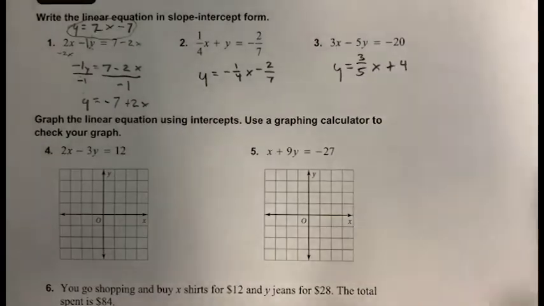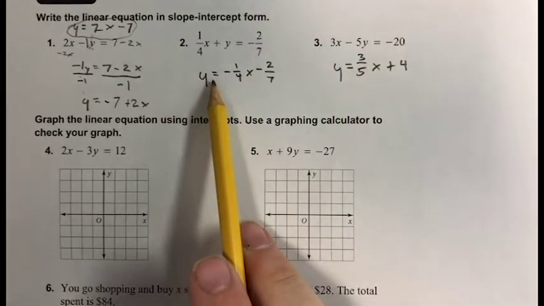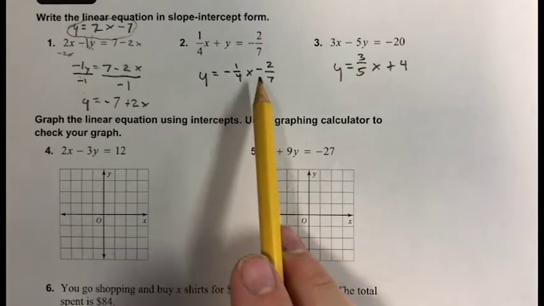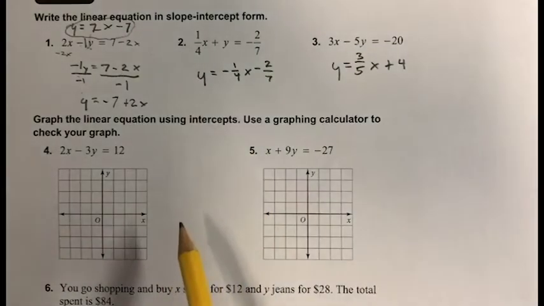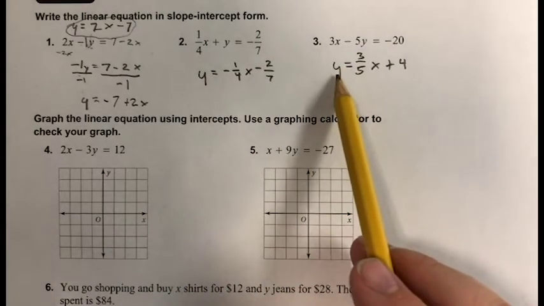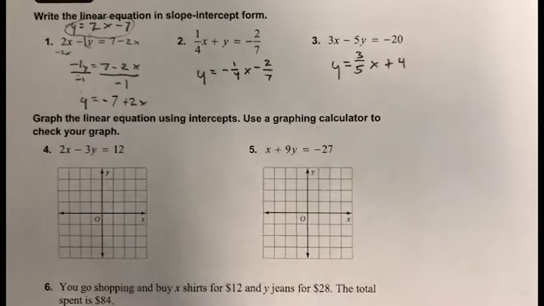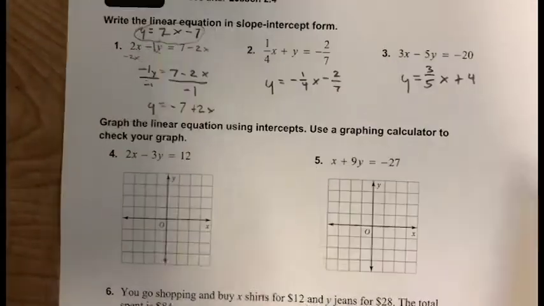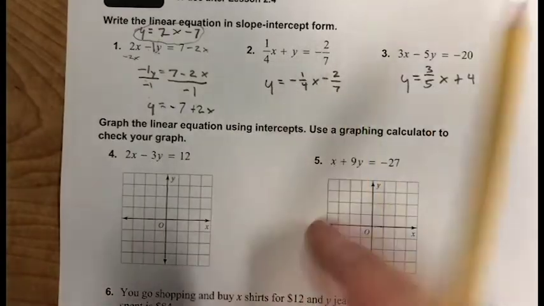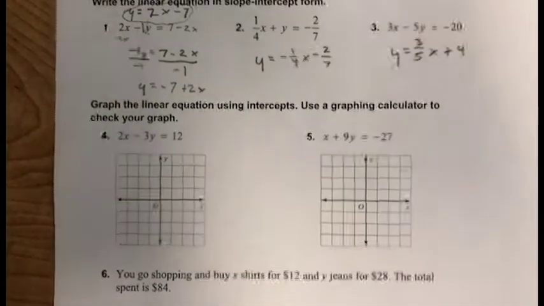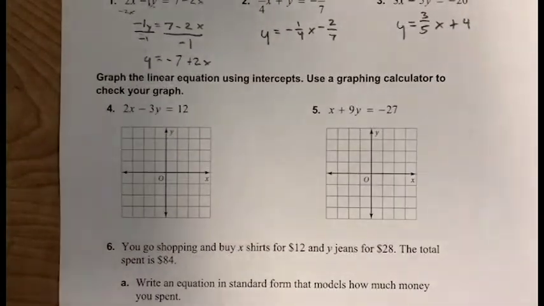All right, so for number 2, you should have gotten that y is equal to -1/4 x minus 2/7. And for number 3, you should have gotten that y is equal to 3/5 x plus 4. So this is very simple. Once you've done slope-intercept form, we could simply graph it. Now let's look at number 4. It says graph the linear equation using intercepts, using a graphing calculator to check your answer.